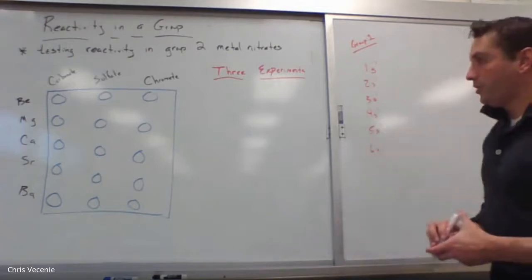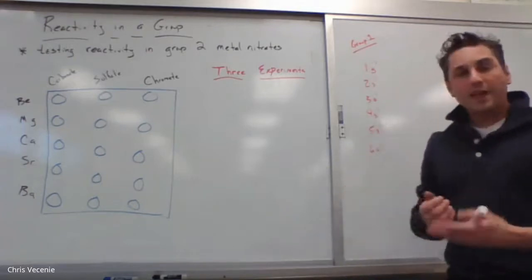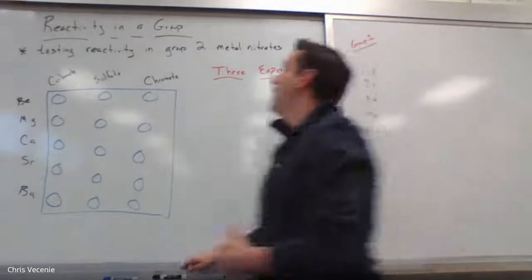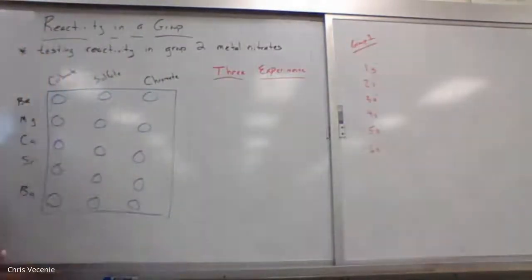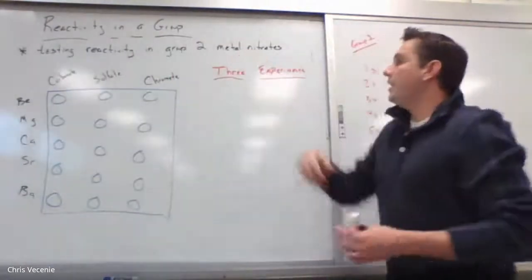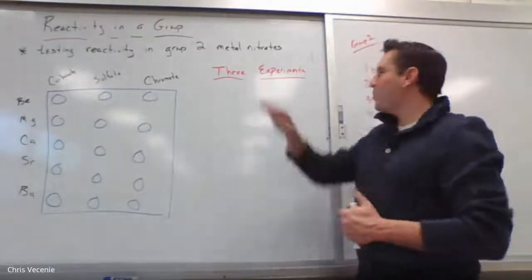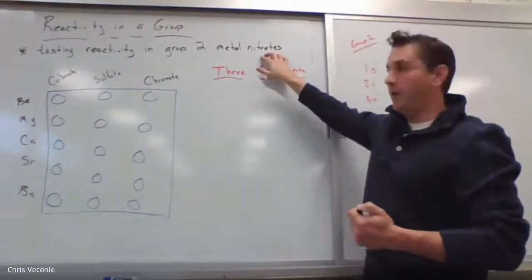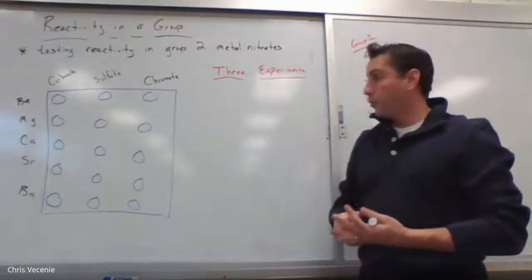Today, what we're going to do is look at the reactivity in a different group. The group we're looking at is going to be group 2 from the periodic table. So we're looking at the reactivity of group 2 metals that are in the nitrate form. Putting them with a nitrate simply lets me dissolve them in water, so we really don't even care much that they're with nitrate. All we care about is the identity of the group 2 metal.